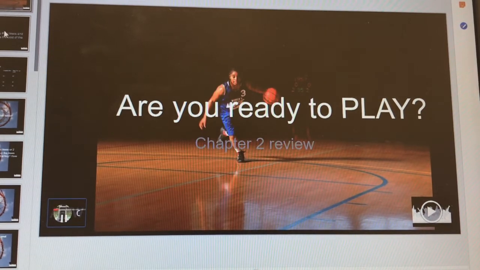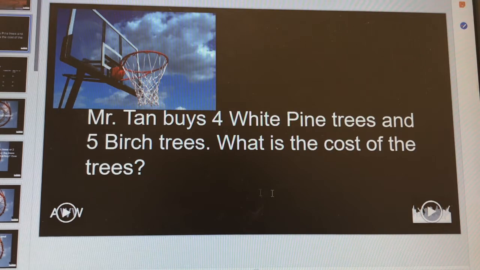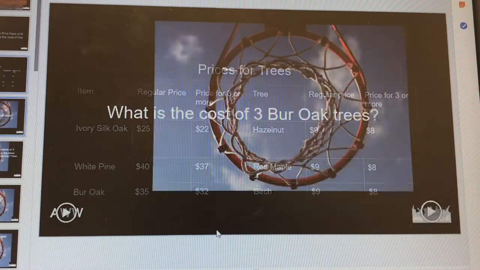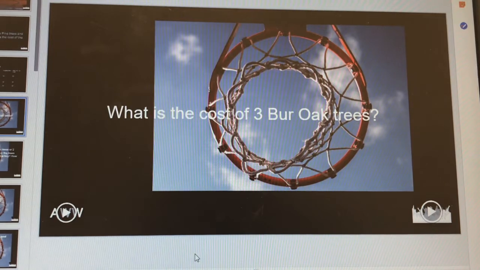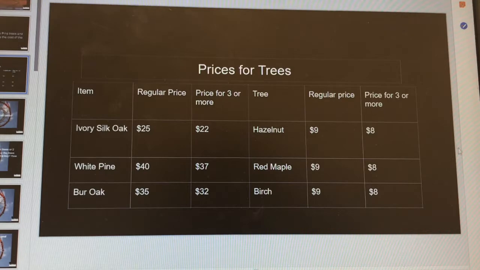So in each slide that I go through, they will answer the question as a team, and then they'll hear if it's correct or if it's incorrect as I play it. And I will keep going until we have reached the end. So they kind of look like this. What is the cost of 3 bur oak trees? And it goes back to that chart.